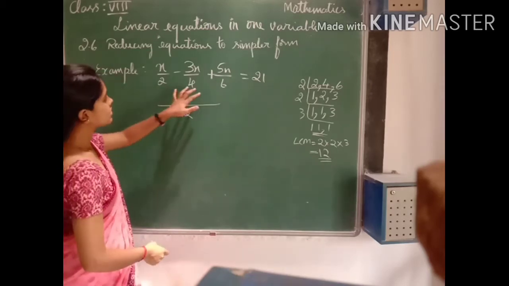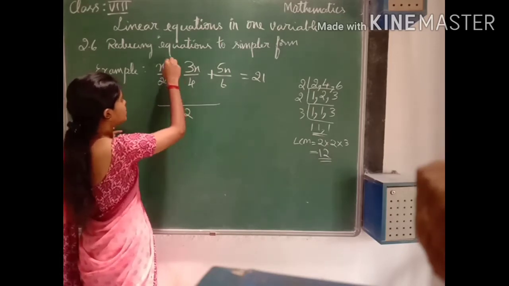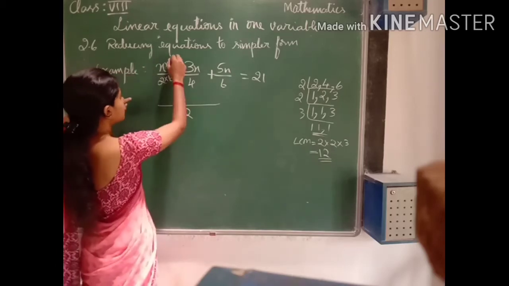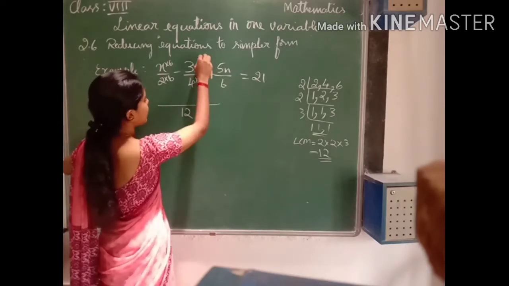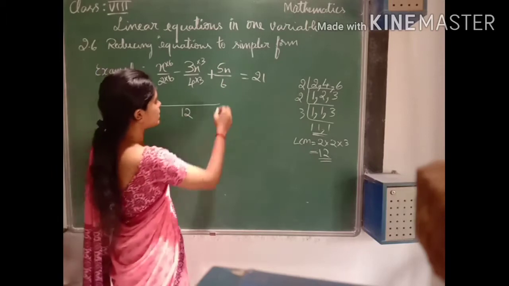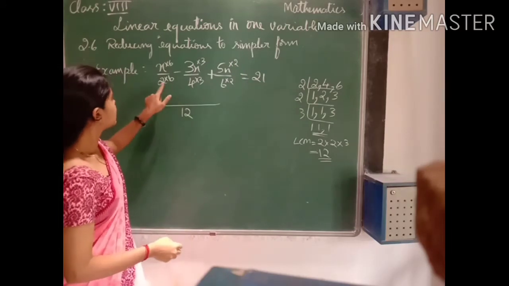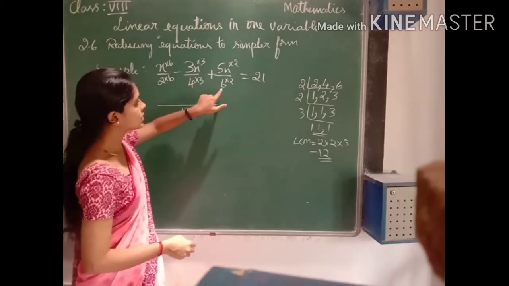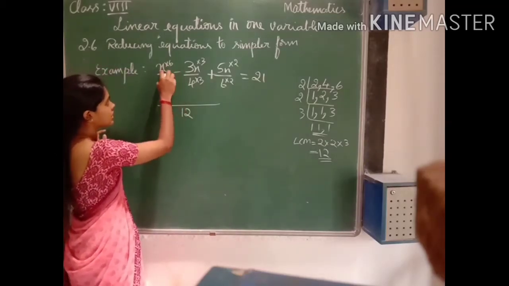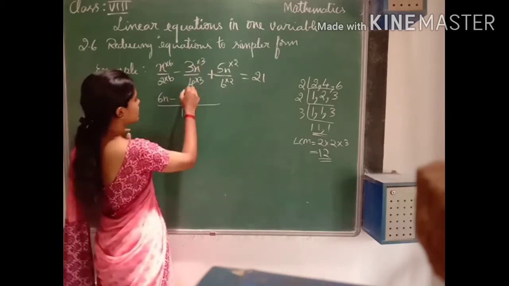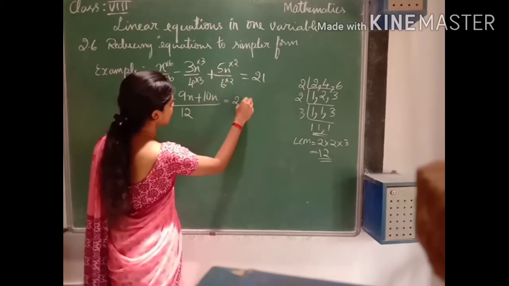Now let us balance these terms. 2 how much is 12? 2 6s are 12. So multiply the numerator by 6. Here 4, how much is 12? 4 3s are 12. So multiply by 3. Here 6, how much is 12? 6 2s are 12. So multiply by 2. Now let us find the numerator. 6 into n, 6n minus 3 3s are 9n plus 5 2s are 10n is equal to 21.